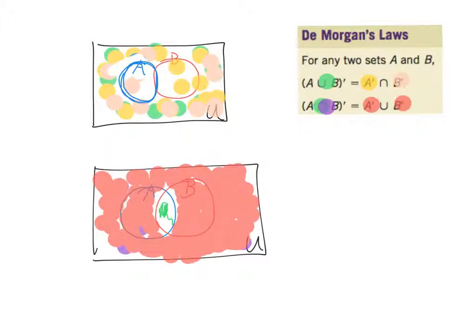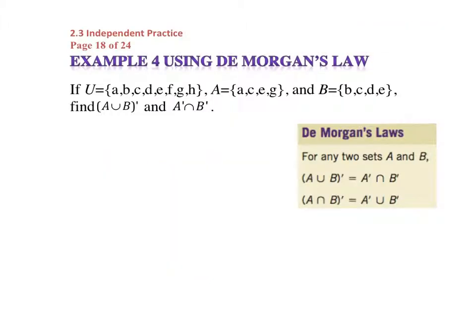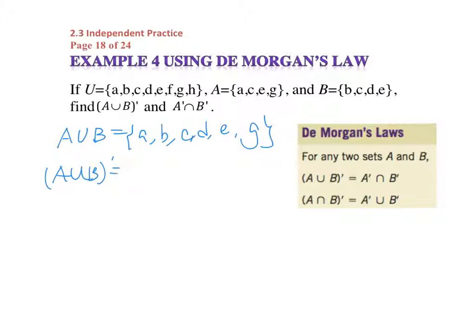So that's De Morgan's law. Here's an example of how to use this law to help us. We have two sets with various letters here. And so we first need to find, as I mentioned before, A union B. And that's obviously A, B, C, D, E, G. That's A union B. And therefore (A union B) complement is just F, G.